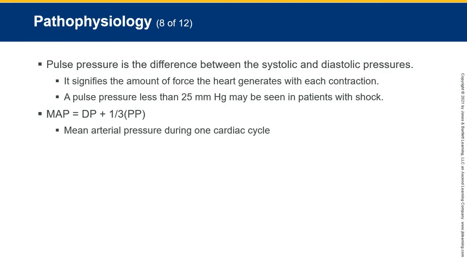Now, another important formula to know is your mean arterial pressure. That's the pressure during one cycle, whereas the pulse pressure is with each contraction. So your mean arterial pressure is basically one third of your pulse pressure: systolic minus diastolic, times 1/3, plus your diastolic. That's basically the pressure your body's going to use to perfuse the tissues. You want to keep that above 65, or even better, above 70.